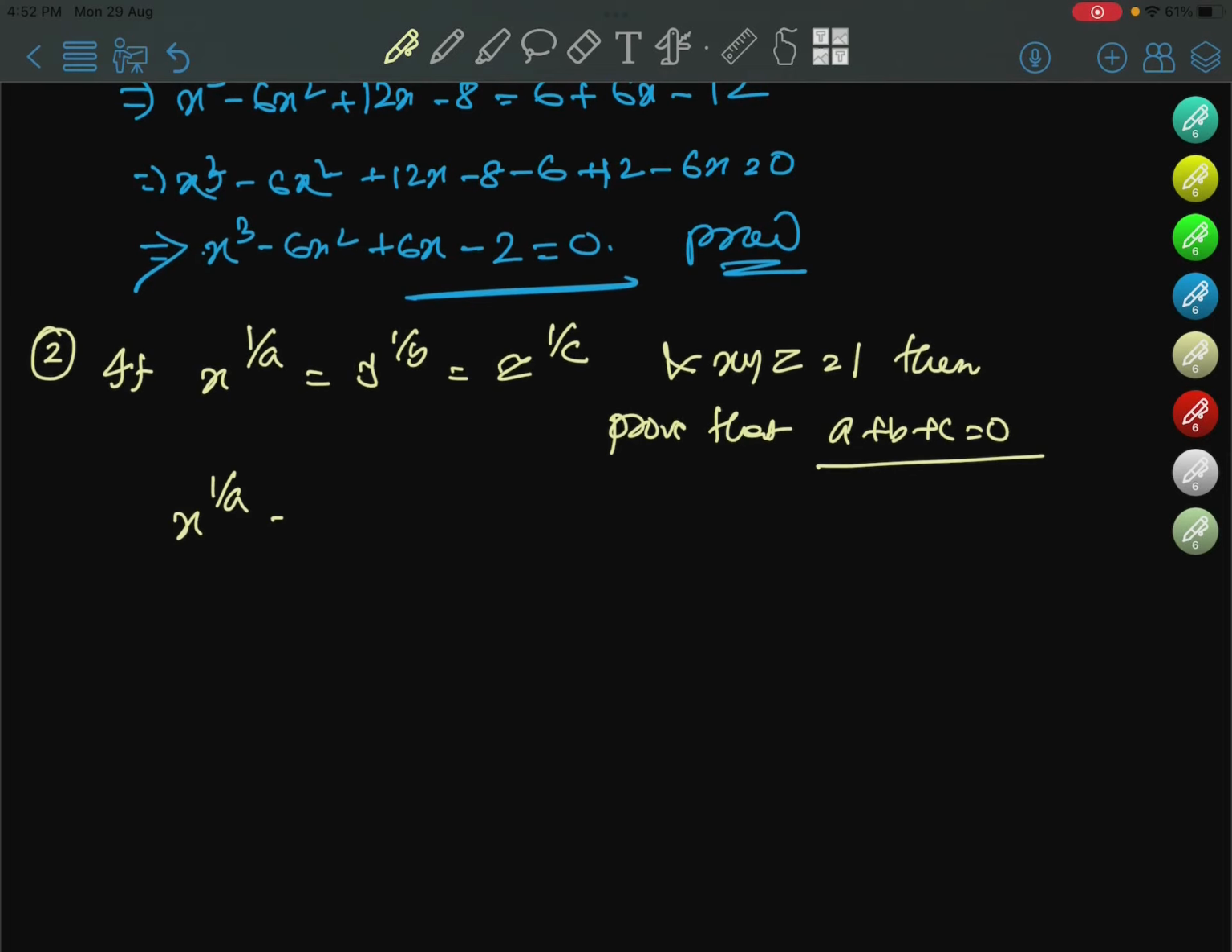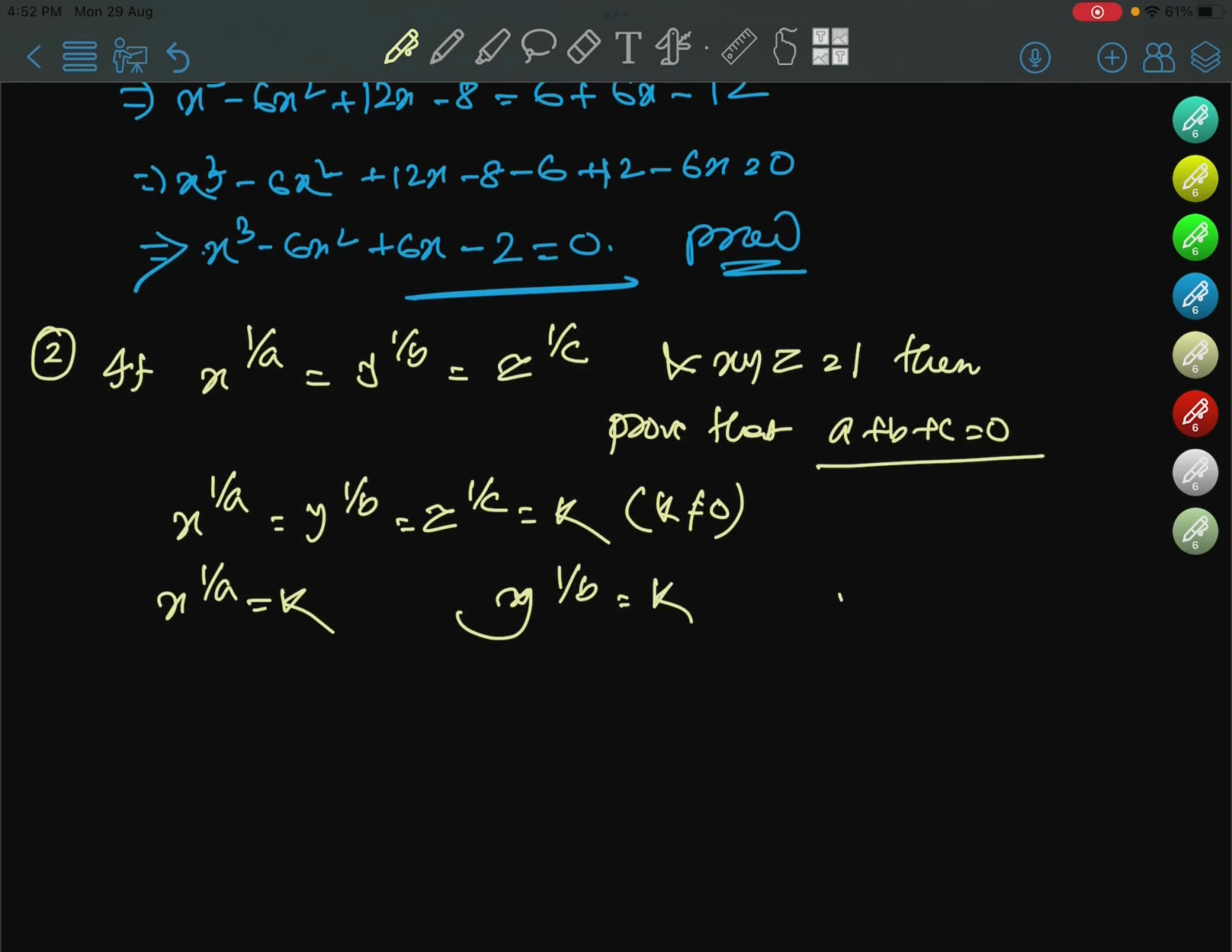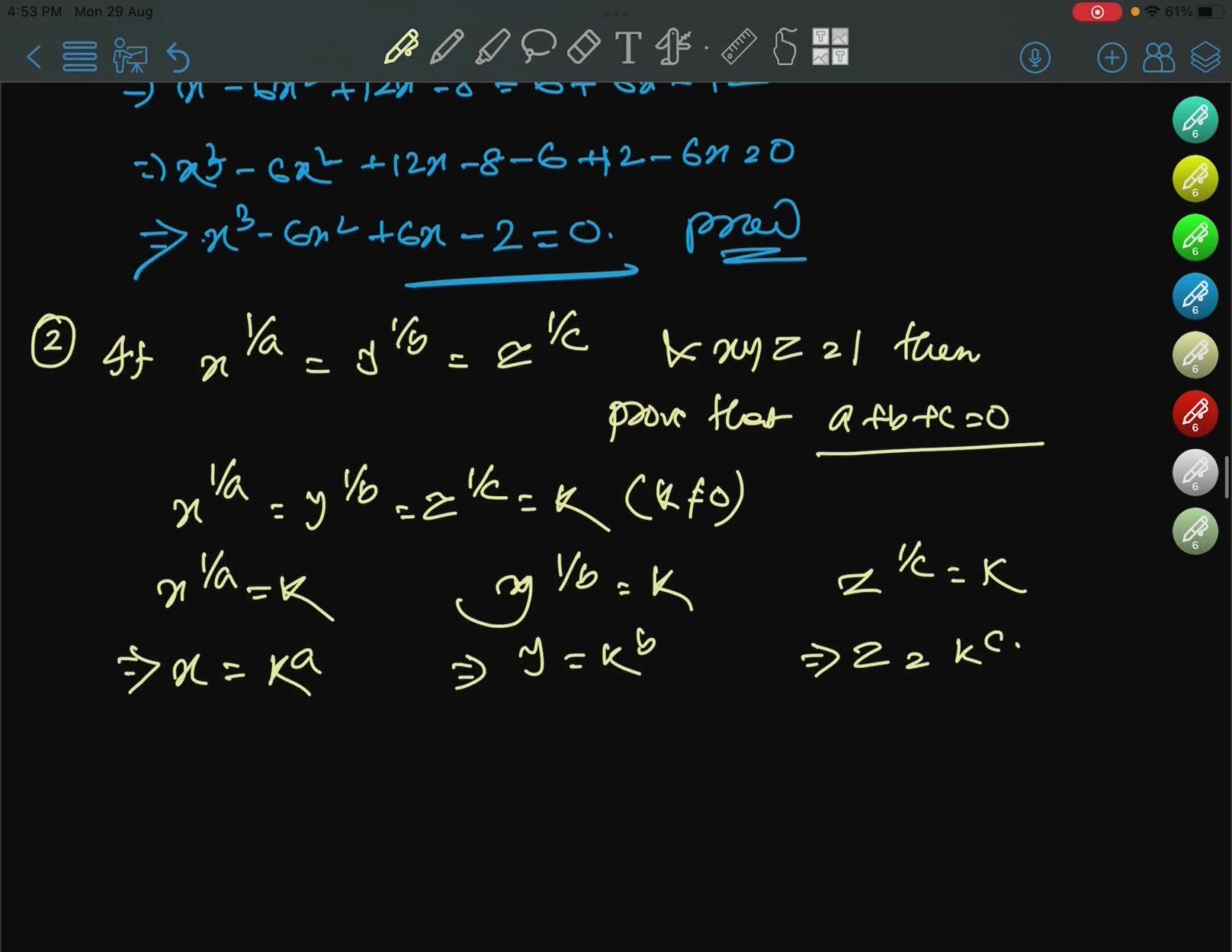Let x^(1/a) = y^(1/b) = z^(1/c) = k, and k is not equal to 0. So x^(1/a) = k, y^(1/b) = k, and z^(1/c) = k. We can write it as x = k^a, y = k^b, and z = k^c.